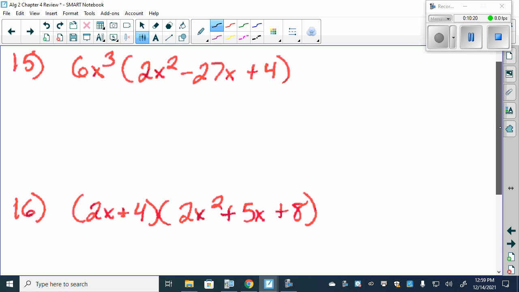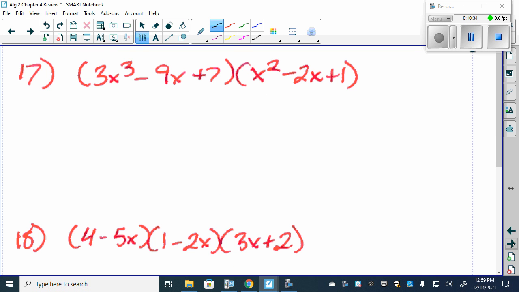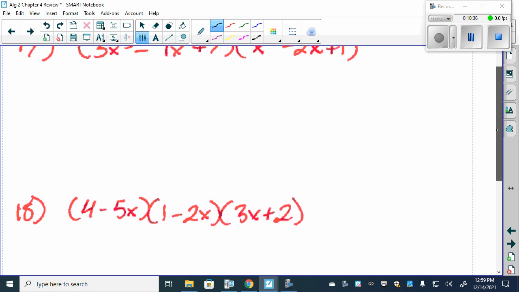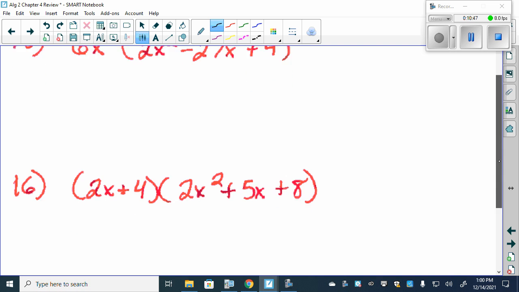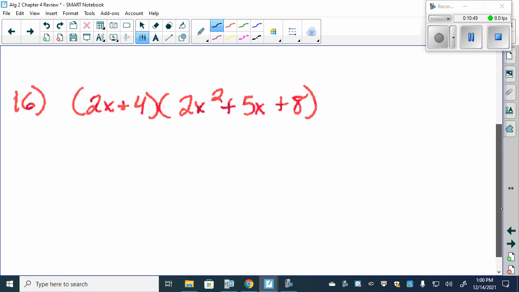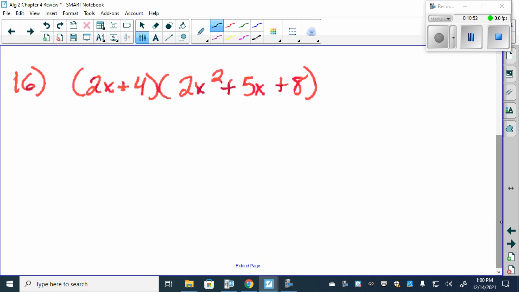Questions on 15, 16, or 17? Kind of. 18 and 19 aren't going to show up on the test, not because they're not going to be tested, it's just tedious and time consuming. It is just going to be multiplication. 18 and 19, no. So 16, we're just doing our multiplication.